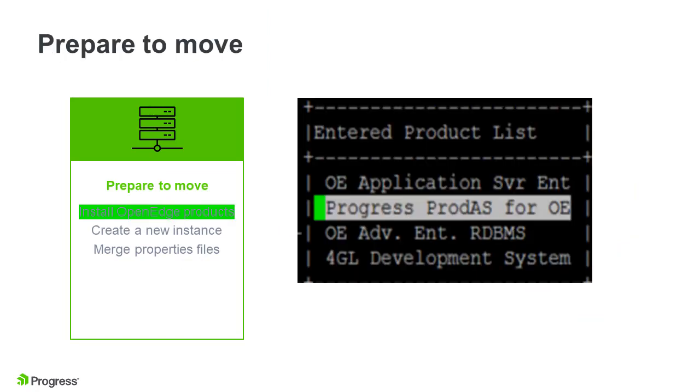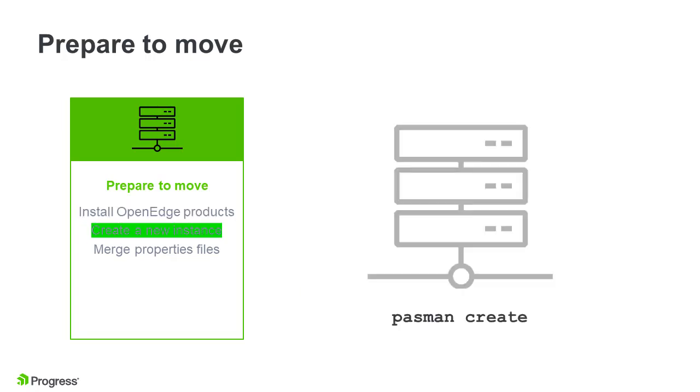OpenEdge offers development and production licenses for PASOE. For staging a production configuration, you'll want to install the production license, which implements stronger security and limits external management of your server instances. This screen capture shows the products installed for use in this video. The passman create command creates an instance. This instance acts as the staging area for deploying your existing applications before you move to a live environment.